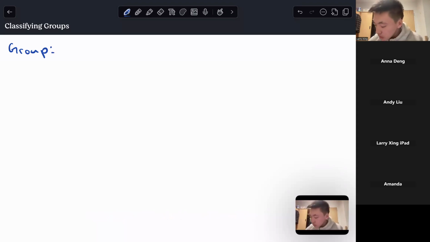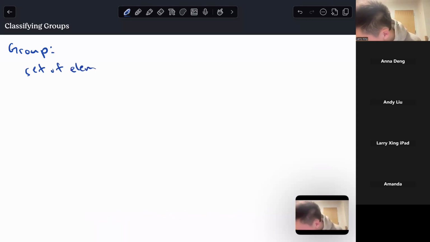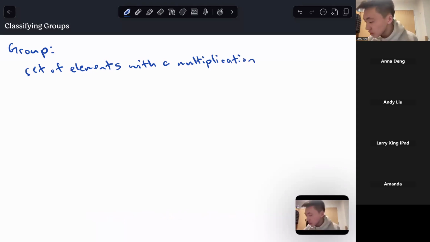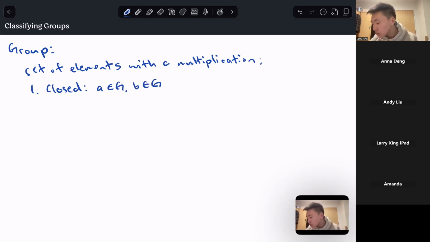Well, a group is any set of elements with a multiplication that has these following three properties. So the first property is it's closed. And what does that mean? Well, that means that if A is within the group and B is within the group, that means that AB is within the group.